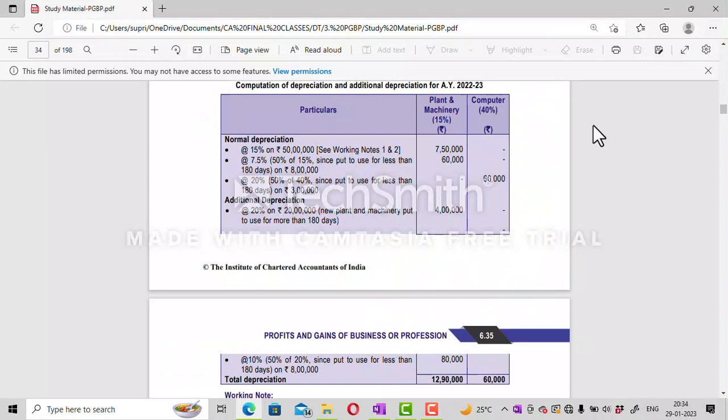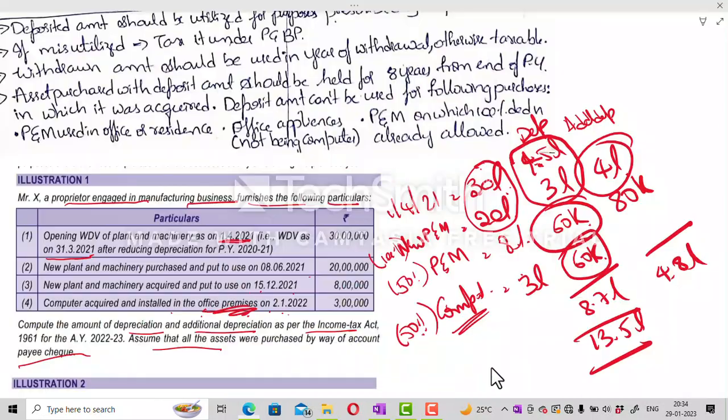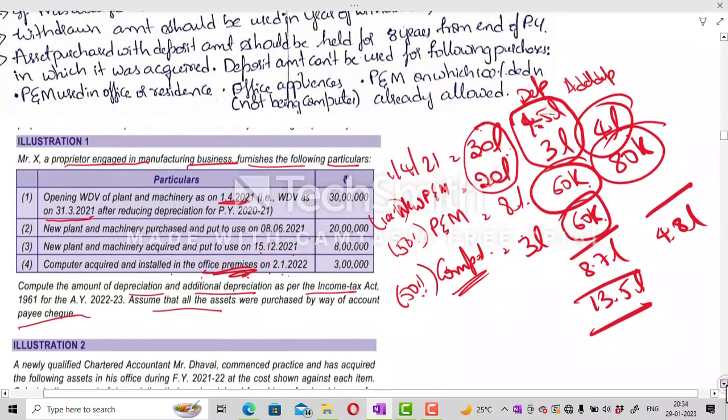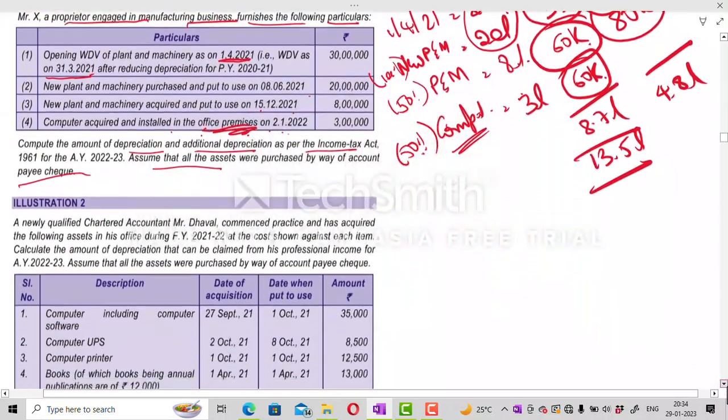And 10% of 8 lakhs means 80,000 here. They have given different formats, so we have seen individually. So all this is the correct answer only. For format you can follow the ICAI material.